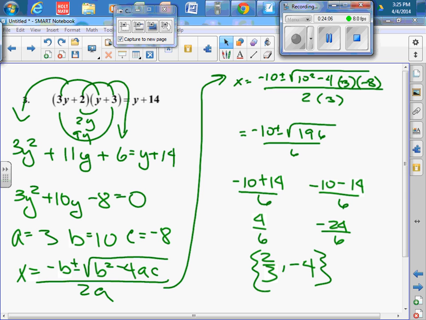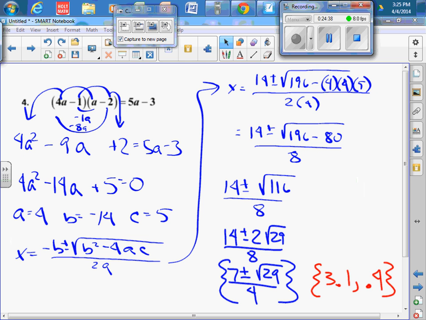Number 3, we have to use FOIL on the left side to get rid of the parentheses there. When we FOIL it, we get 3y squared plus 11y plus 6. Subtract the y from both sides, you get 10y. Subtract 14, you get negative 8, so on and so forth. We get 3y squared plus 10y minus 8 is equal to 0. Again, pause the video and see what you can figure out, see how I'm coming up with these.